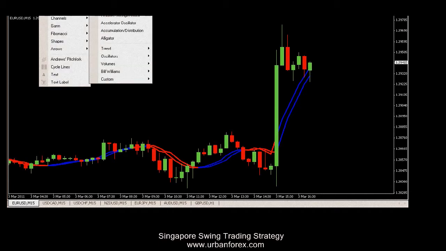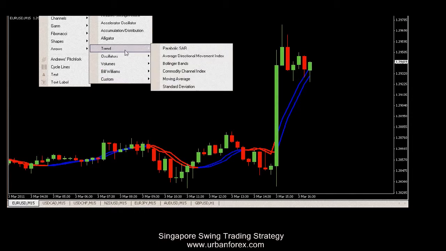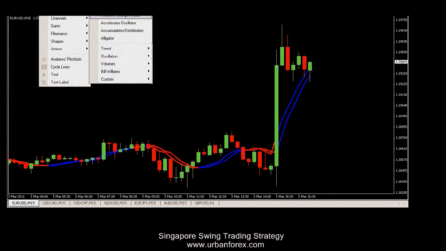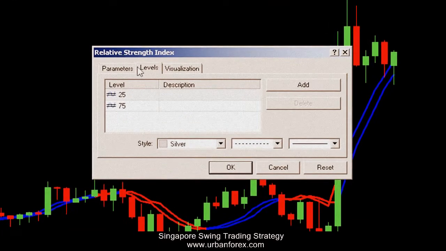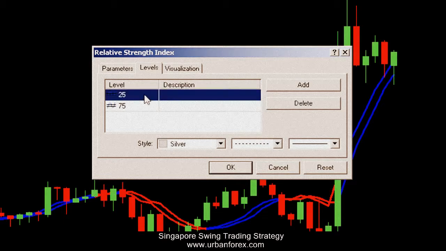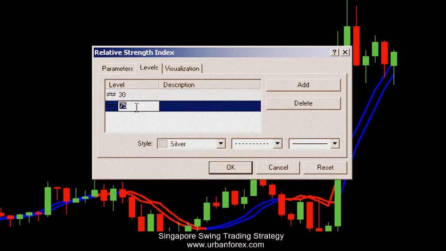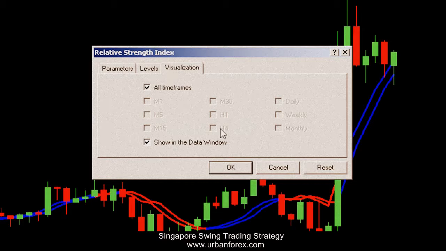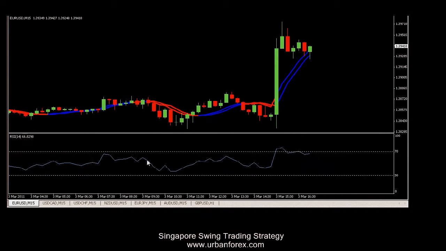And let's insert one more indicator called the RSI, the Relative Strength Index. Okay, we want to keep our levels at 30 and 70. The parameters would be period 14 and apply to close. Everything else can stay the same. Let's click OK, and we have our RSI down here. Okay, so let me show you some examples here.